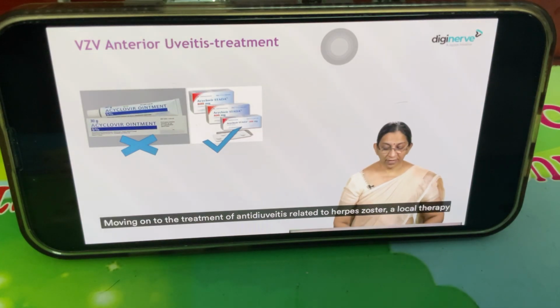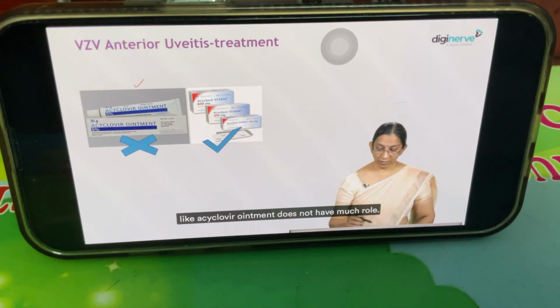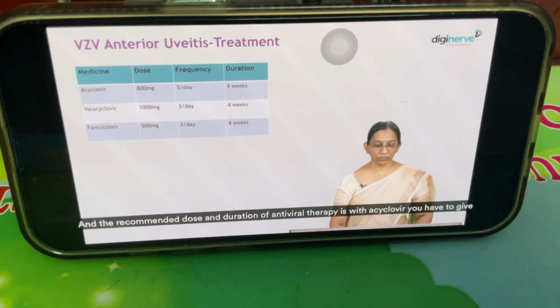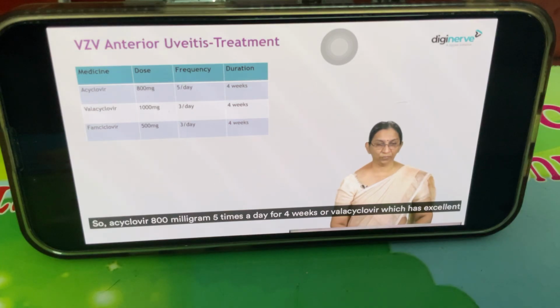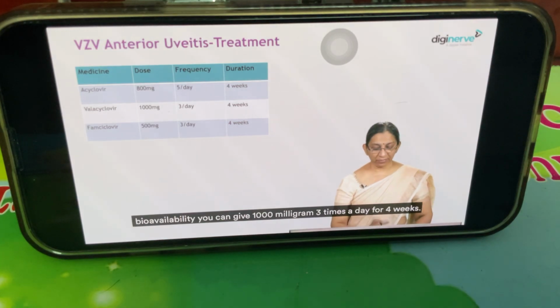Moving on to the treatment of anterior uveitis related to herpes zoster, a local therapy like acyclovir ointment doesn't have much role. The mainstay of treatment is oral antivirals. The recommended dose and duration of antiviral therapy is, with acyclovir, you have to give the full dose for roughly 4 weeks. So acyclovir 800 milligrams 5 times a day for 4 weeks, or valacyclovir, which has excellent bioavailability, you can give 1000 milligrams 3 times a day for 4 weeks.